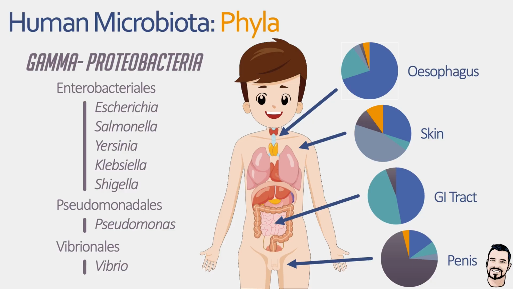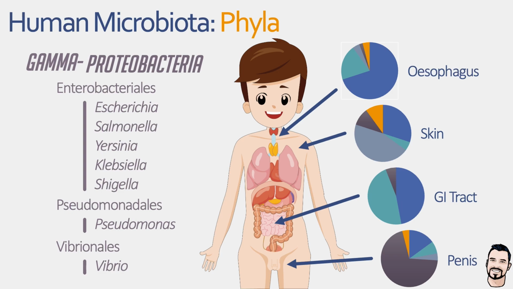Then we have the Pseudomonadales, which include Pseudomonas species such as Pseudomonas aeruginosa. These bacteria are often opportunistic pathogens commonly associated with infections in immunocompromised individuals or in cases where barriers are broken, such as burns or wounds. And finally, we have the Vibrionales, which includes various Vibrio species found mainly in aquatic environments. While some are harmless, others, such as Vibrio cholerae, are well-known pathogens capable of causing severe diarrheal disease when ingested through contaminated water.